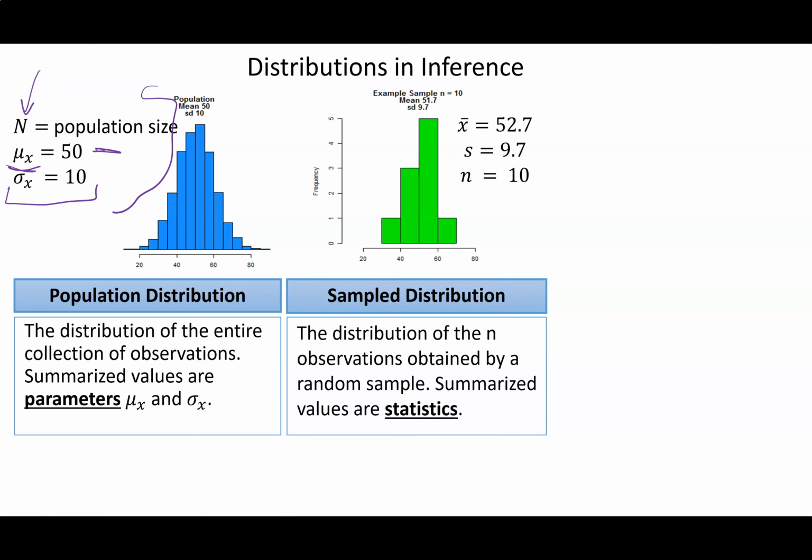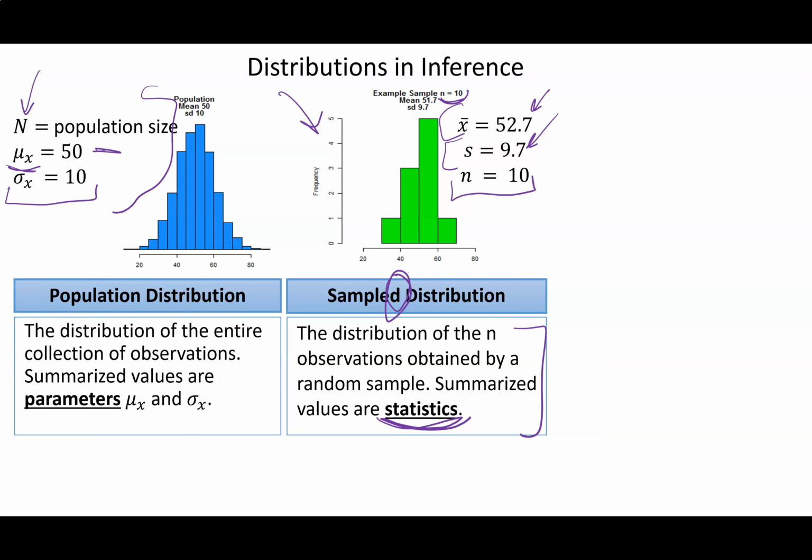Then what we usually have access to is, okay, I'm going to take a random sample of 10, so lowercase n is equal to 10. I have s is equal to 9.7, x bar is 52.7. These are values we calculated from a particular sample. So this is a sampled distribution. And it's just me putting the observations from my sample into a histogram. And these are sample statistics because they come from the sample.